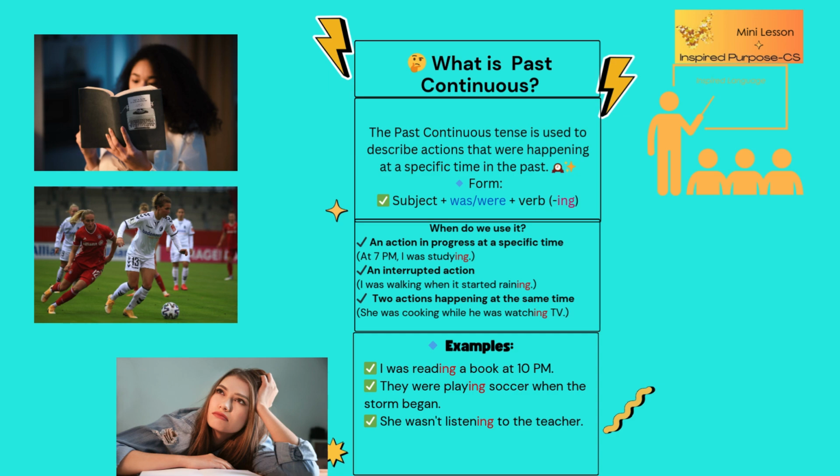1. An action in progress at a specific time. At 7 p.m., I was studying. 2. An interrupted action. I was walking when it started raining. 3. Two actions happening at the same time. She was cooking while he was watching TV.